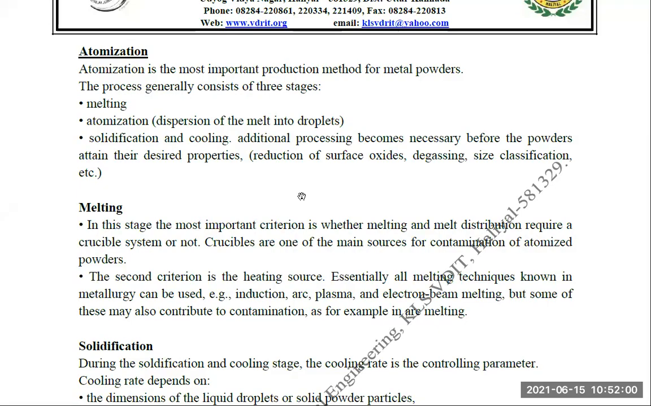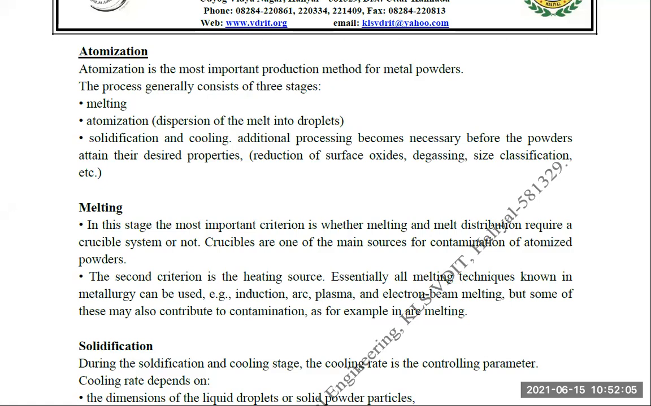But in the case of physical methods, as I told you, there is atomization: water atomization, cryogenics, centrifugal atomization, and the melting and solidification processes, all of which are considered in atomization. In atomization, the metal powders are generally produced in three stages, that is melting, atomization, solidification and cooling. Atomization is an important production method, especially for metal powders.